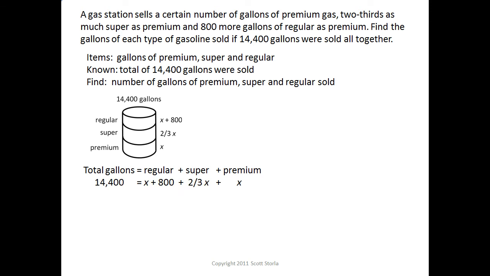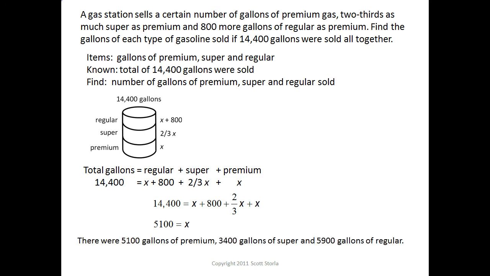Now we translate and solve and find that the gallons of premium is 5,100. 2/3 of that will be the gallons of super, and 800 more will be the gallons of regular. And if we add up all the gallons of gasoline, we should get 14,400, and we do.